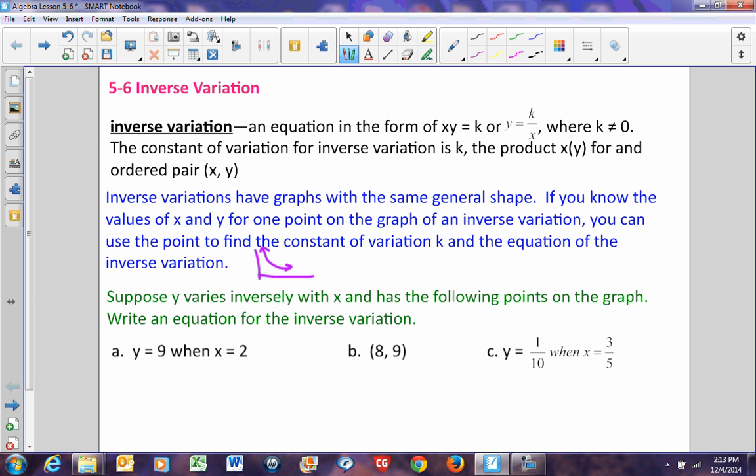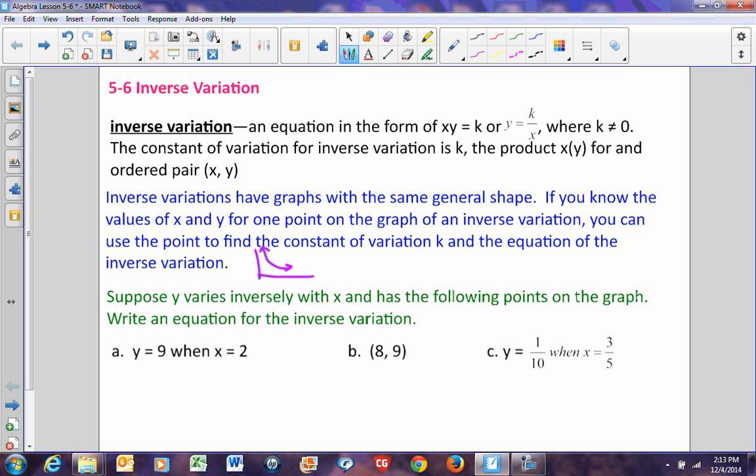Basically, an inverse variation graph tells you that something is varying inversely with something else. As one value goes up, the other value goes down. An example of inverse variation is the more miles I drive, the less gas I have in my gas tank. As the number of miles increases, the amount of gas in my tank decreases. That's what we would consider to be inverse variation. One value goes up while the other value goes down.